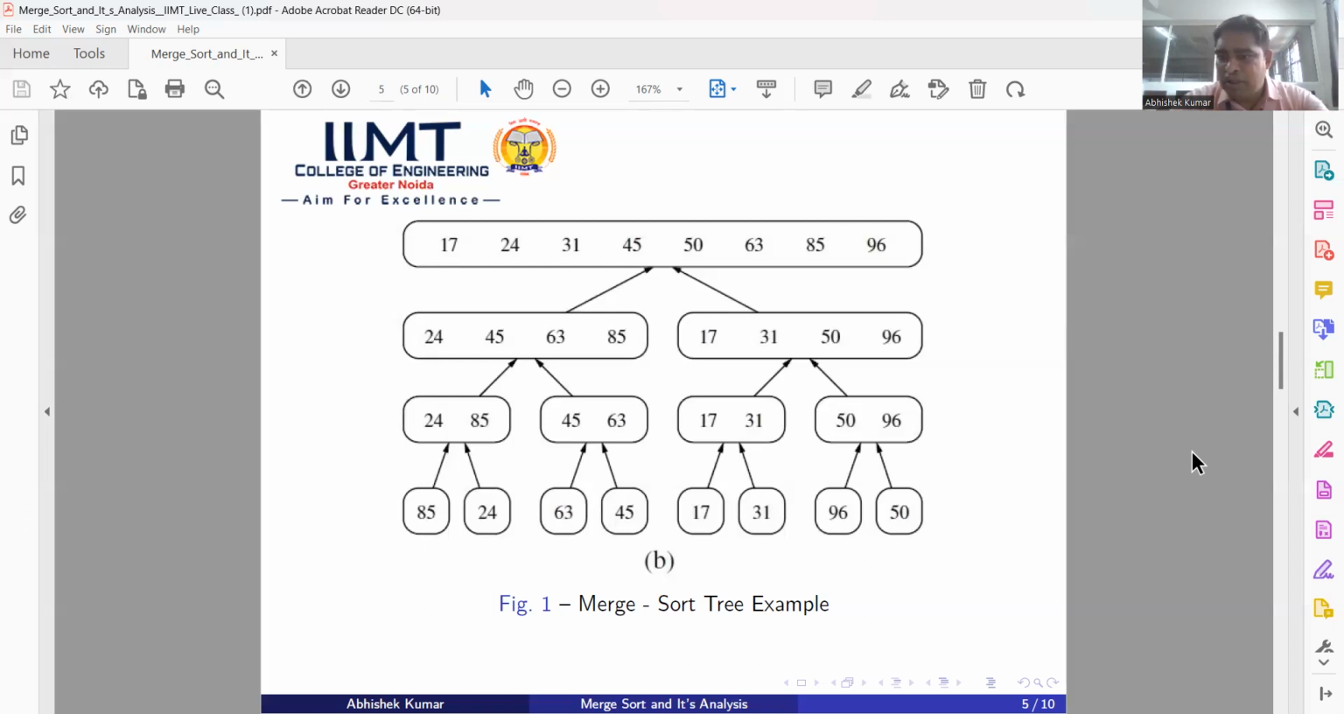And now you can see the original sequence has become sorted. The sorted elements are 17, 24, 31, 45, 50, 63, 85, and 96. So I think all of you are able to understand how we can do the merging operations and divide and conquer. I think the students listening to my class will have no doubt about how we are dividing, up to how many steps we have to divide, how we are doing the sorting, and how we are doing the merging operations.